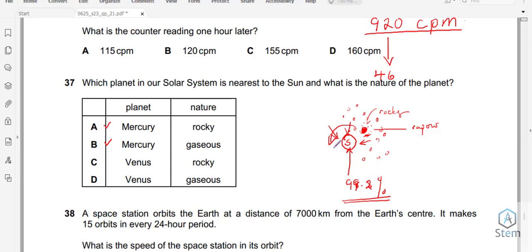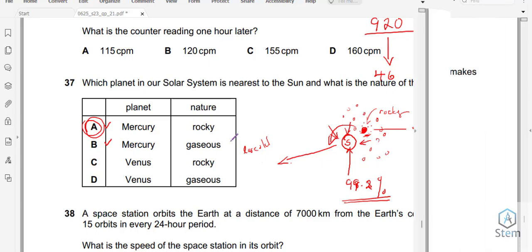That is the reason why you see the planets which are far away from the sun, where it is colder, those are the planets which are giant gas planets. So Mercury must be rocky. There is a lot of heat near Mercury. This Mercury cannot keep its gases.